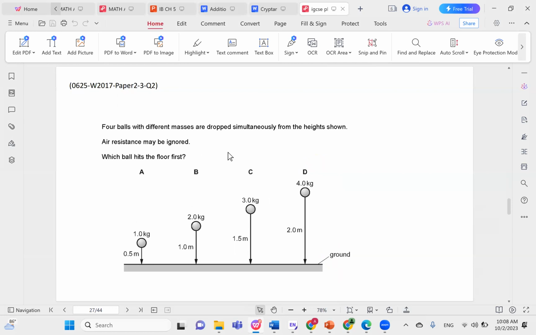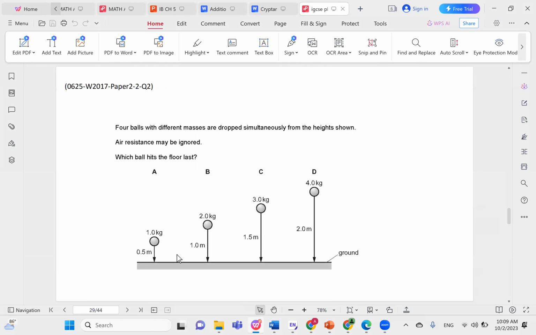Same question again, but now we are asked which ball hits the floor first. You might be tempted to think the one with the greatest mass might fall faster. This is completely not true. We said mass is irrelevant. They all start with 0 speed because I'm dropping them. I'm not throwing them. I'm just dropping them. So as soon as they leave my hand, their speed is 0, but they start accelerating because they're pulled by the earth and their speed keeps increasing. So they all start with 0 speed and they all accelerate. But obviously, since they have the same initial speed and the same acceleration, the one that reaches the ground first is ball A. So the correct choice is A.